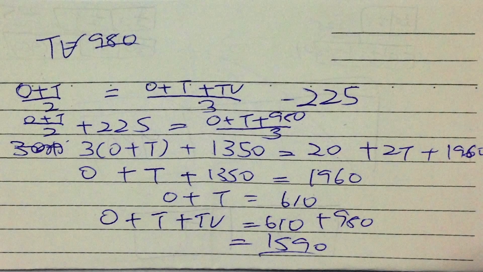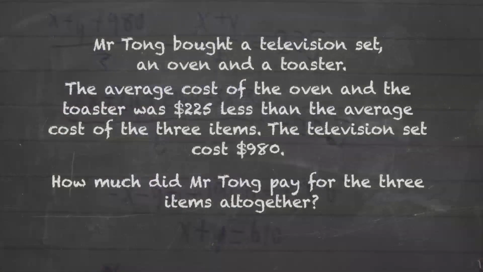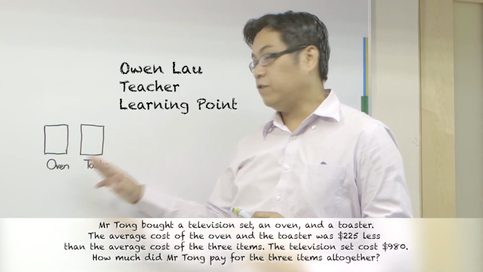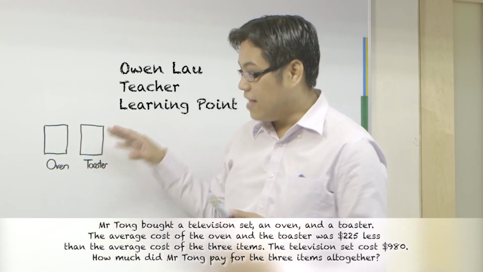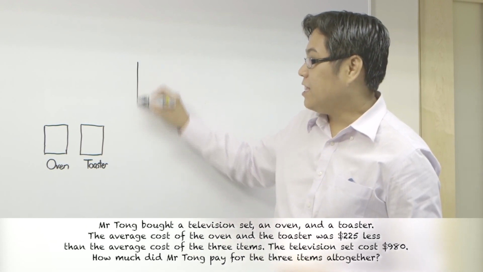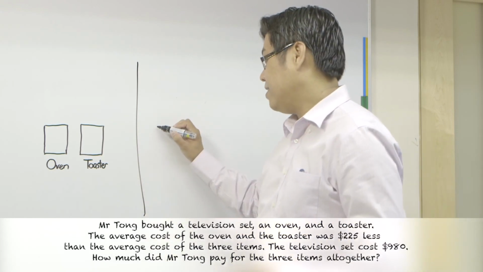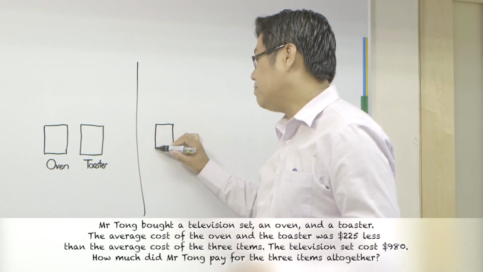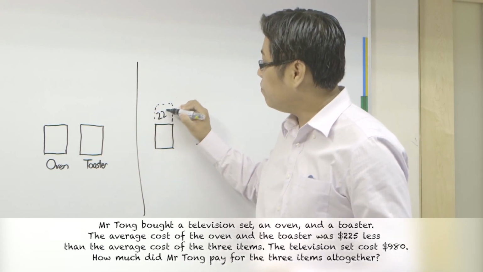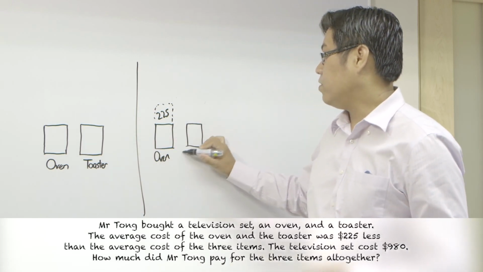Many viewers used algebra to solve the question. But how would a Primary 5 student who has not learnt algebra tackle this question? We know that the average for the oven and the toaster originally had a certain value, but we don't know what the value is. But when a third item was added, a TV set, the average suddenly increased. And we know that it increased by 225. So let's draw it down. 225, that's the oven. 225 for the toaster.